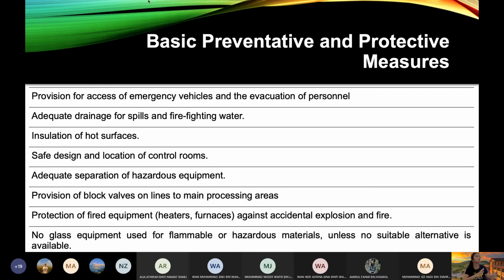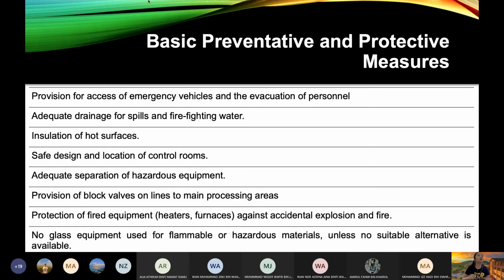So this one towards example, katakan equipment kamu tu hazardous. So you might have adequate separation between this equipment. And then control room. Remember I taught you last week kena ada control room, right? So control room ni kena ada safe design dengan location. Sebab control room is the key room where it control the operation of the equipment. So this control room must be safely located so that the operators or anyone can enter the control room, okay, to shut down the equipment, so on and so forth.